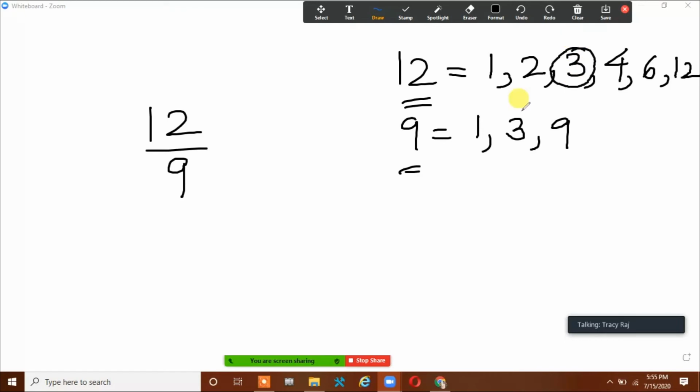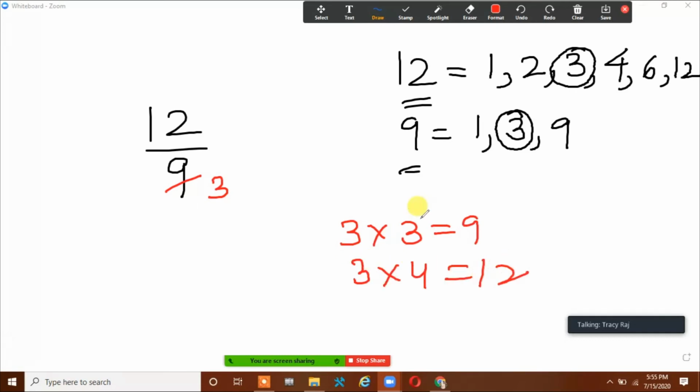3 threes are 9, and 12, 3 fours are 12. So you have to take these numbers 3 and 4. So 12 is coming on 4. So this is the lowest form. 4 by 3 is the answer for this one.